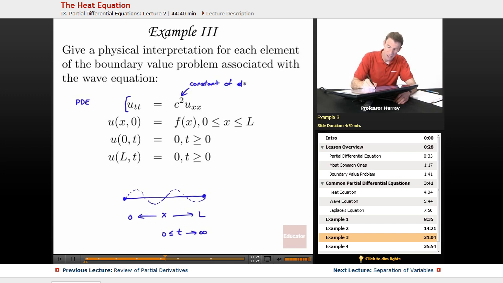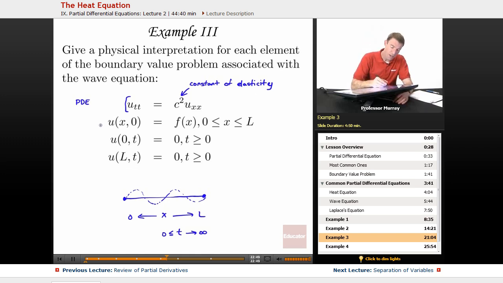Now that c squared is the constant of elasticity. It tells you how elastic the material of your string is. In other words, if you're dealing with, for example, a wooden rod instead of a string, that's not going to be elastic at all. That's not going to vibrate up and down at all. If you're dealing with something more flexible, like a rubber band, that's something that's going to be very elastic, and so would have a much higher constant of elasticity.